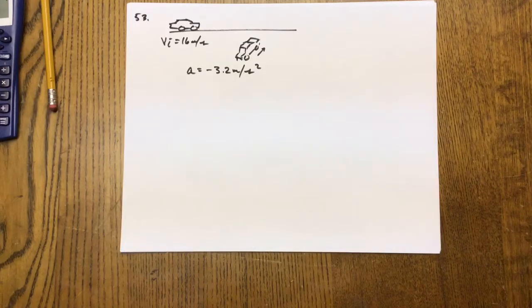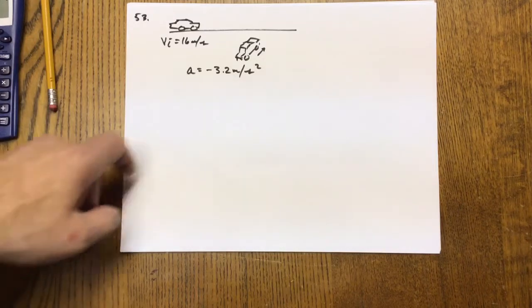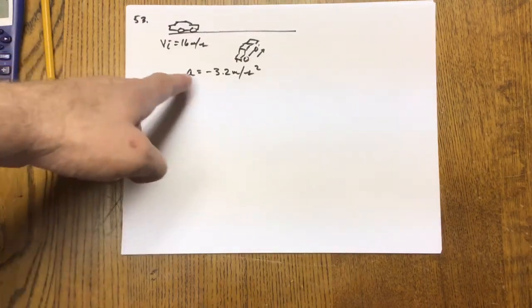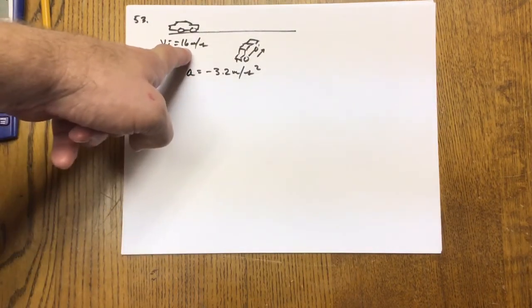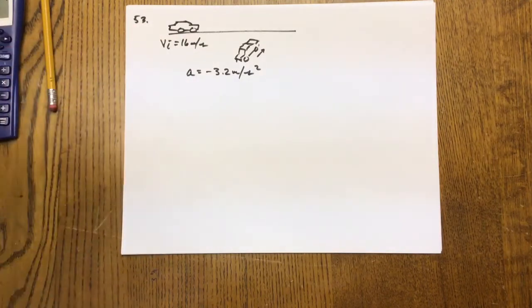Which means our speed is going to decrease by what? By 3.2 meters per second for every second of motion from my original 16. So in the first second, we'll be going 12.8 meters per second. And then the second will be 9.6 meters per second. So every second of motion, we decrease our velocity by that quantity.